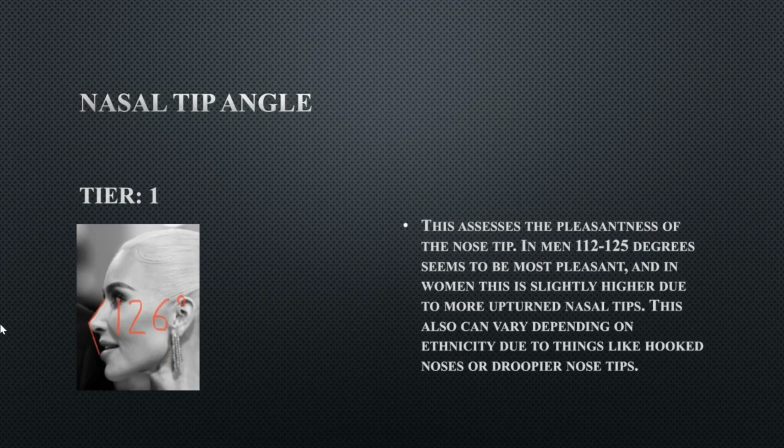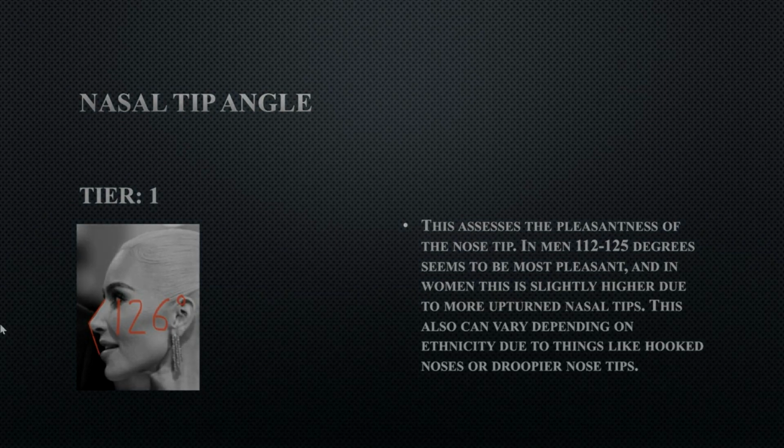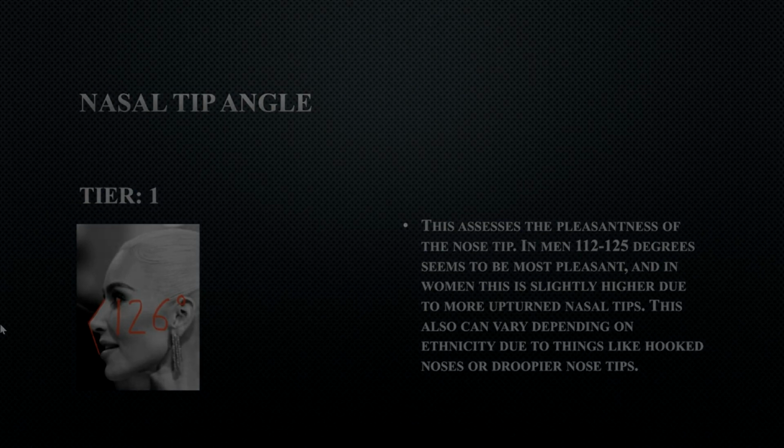And the last measurement is the nasal tip. Now women tend to have more of a higher nasal tip because their nose is more upturned in general. And hers is 126 degrees, and this is a tier 1. And 126 degrees is at the higher end. She does look like she has a very upturned nasal tip. Now the nose might not look upturned, but the nasal tip does look very upturned. But this is ideal.